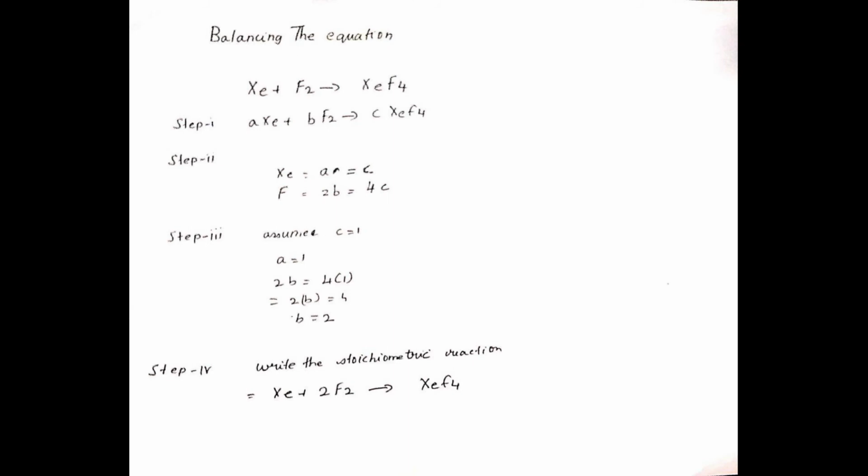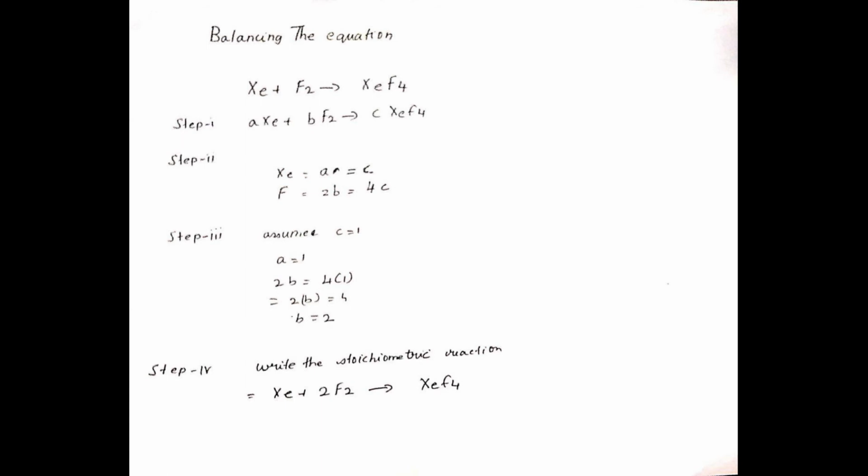We have learned that in the first step we write A, B, C, D as variables for the coefficients. So for step 1, I wrote A Xe plus B F2 gives C XeF4. In step 2, I am going to name all the elements in it, that is xenon and fluorine. On the left hand side, the atomicity of xenon is 1, so A equals the atomicity of xenon on the right hand side, which is 1. So A equals C as a linear equation.